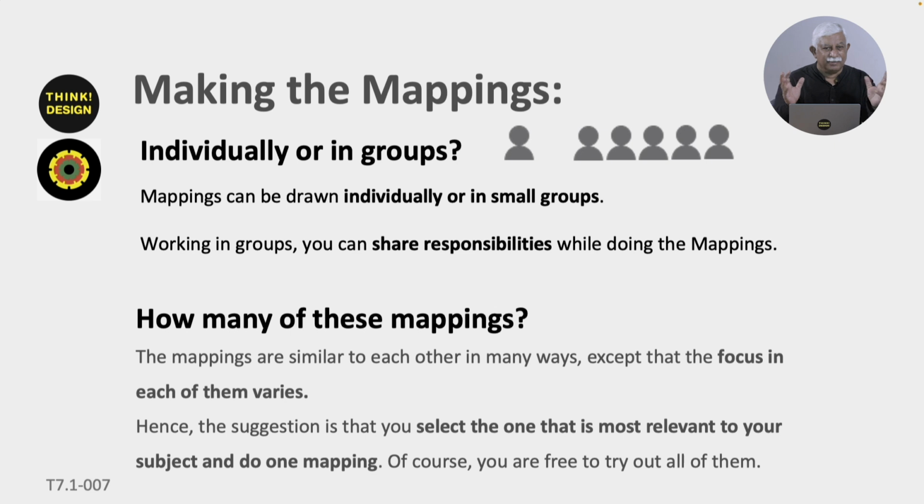The mappings are kind of similar to each other in many ways, except that the focus in them changes. You see, one is to do with artifact, one is to do with an activity, and the third is to do with the spatial dimension. So, the suggestion is that you select the one that is most relevant to your topic and do one mapping. And you are free to try all of them.